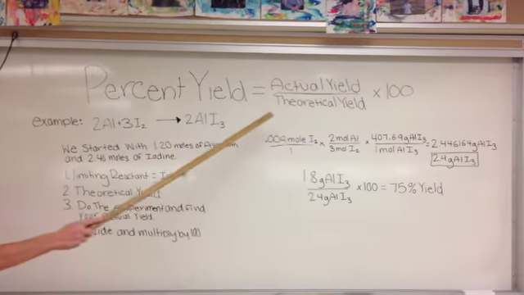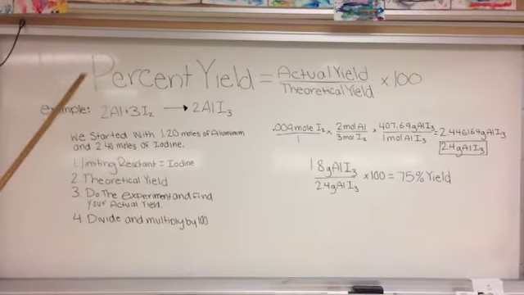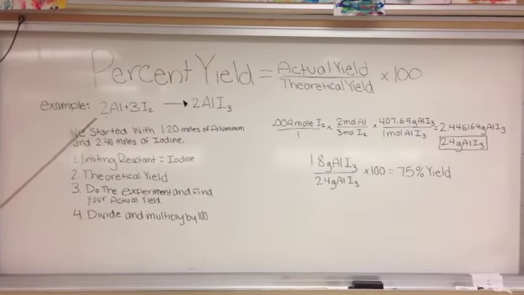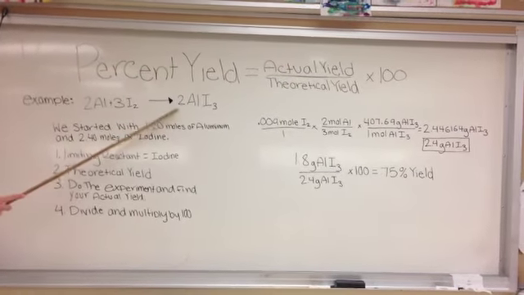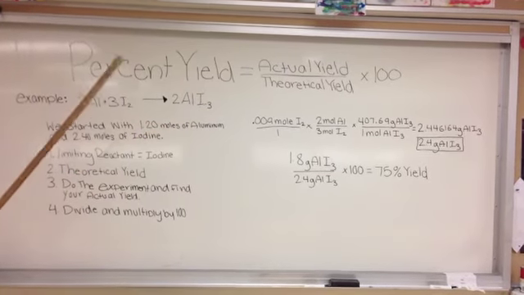Percent yield is the actual yield divided by the theoretical yield times 100. An example of finding the theoretical yield: 2Al plus 3I2 yields 2AlI3.